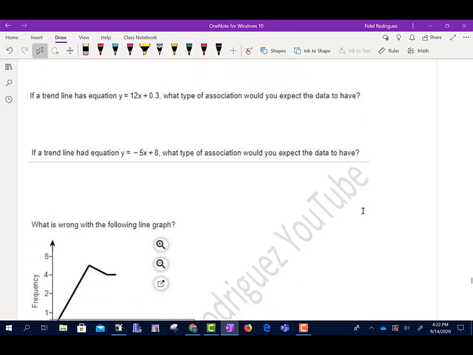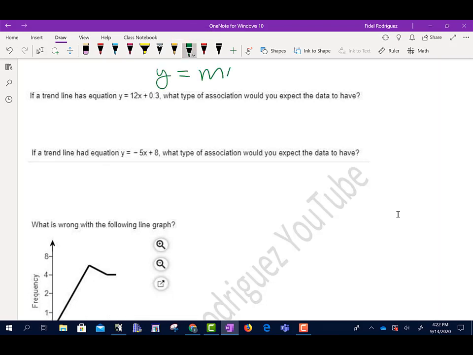All right. So look at the next part here. It says if a trend line has an equation y equals 12x plus 0.3, what type of association would you expect the data to have? Okay, let's think about this for a minute. Let me get my pen working again. It's freezing up. There we go. Okay, so think about this.